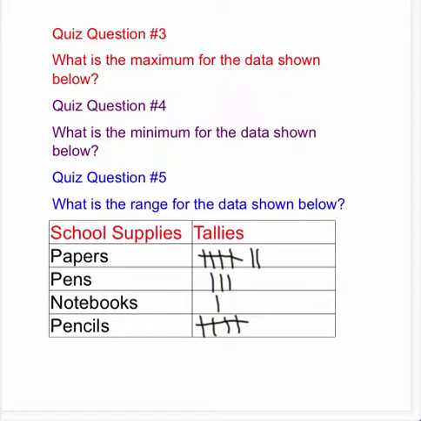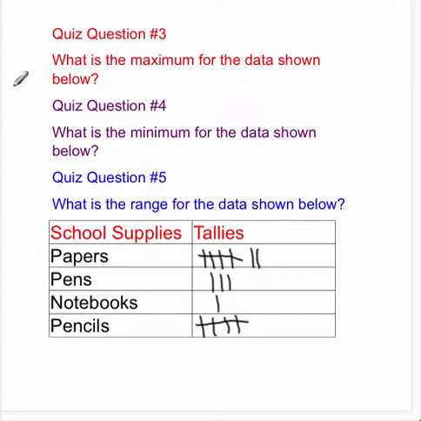Time for that notebook again. I would now like you to answer a couple of questions about this information. Quiz question number 3. What is the maximum for the data shown below? I'll go over this data quickly with you. Here is a tally chart, and it's showing school supplies. We have papers, pens, notebooks, and pencils. And there are tally marks off to the right for each of those types of supplies.